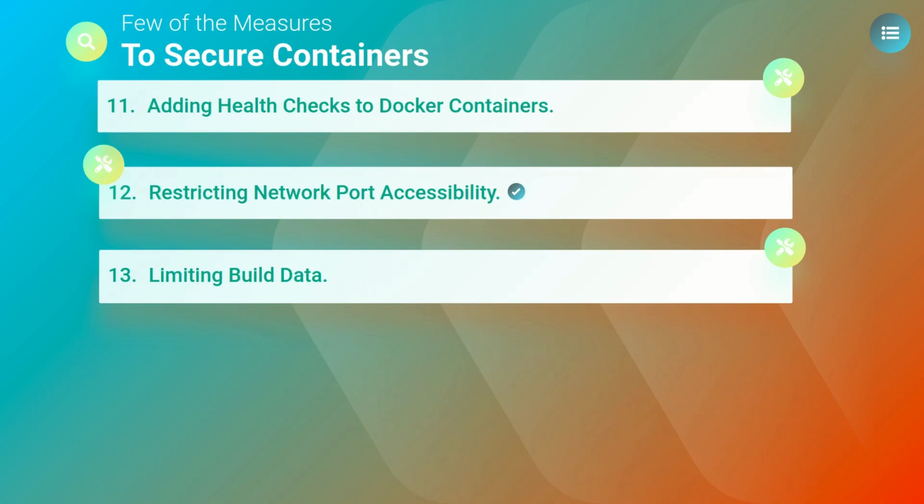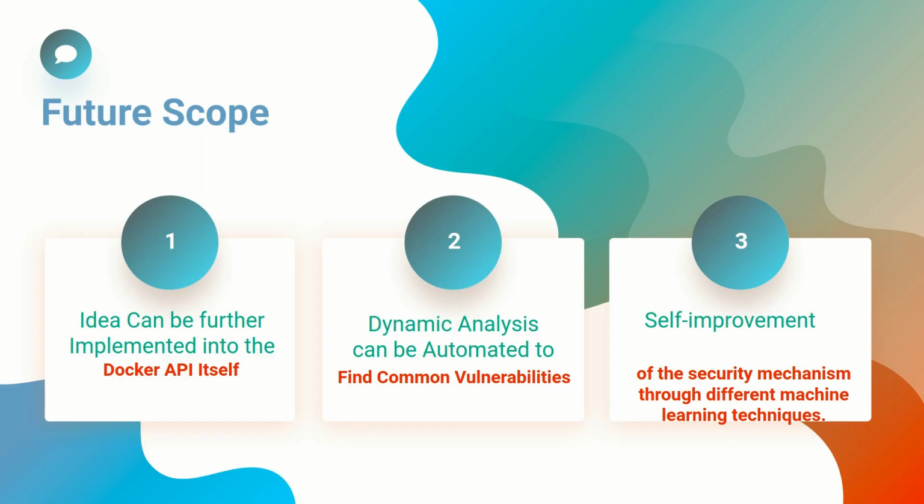We have to make sure the update instruction is never present solo on a single line. This is because Docker caches these types of commands and uses the cache every time it builds a new container. Finally, adding health checks, restricting network port accessibility, and limiting build data are a few more best practices. Out of these, health checks, restricting port accessibility, and setting resource limits all come under dynamic analysis.